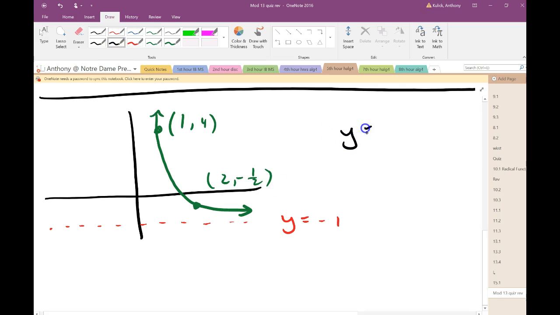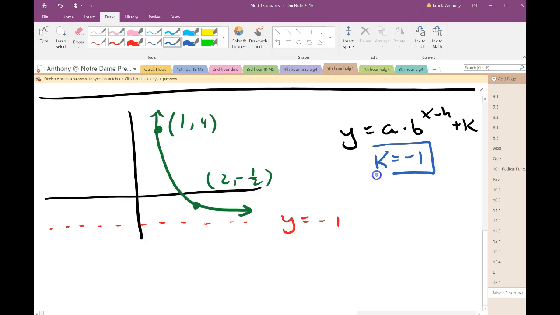So the equation that I need to write is in this form: a times b to the x minus h, plus k. One of the values here that I need, I get almost for free. What value is that? K. What is k? -1. It comes just from the horizontal asymptote. You can get that immediately just by looking at the picture.